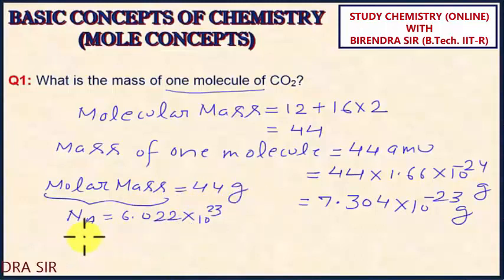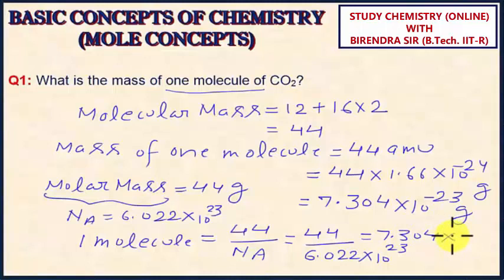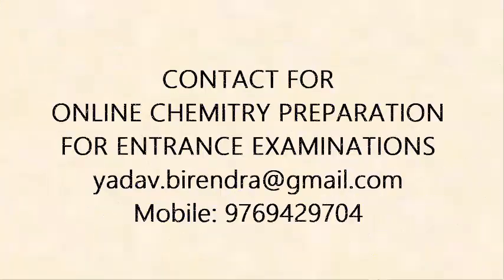So what will be the mass of one molecule? Mass of one molecule I can write as 44 upon Na, or 44 upon 6.022 into 10 raised to 23. If you solve, the value will come as 7.304 into 10 raised to minus 23 grams.